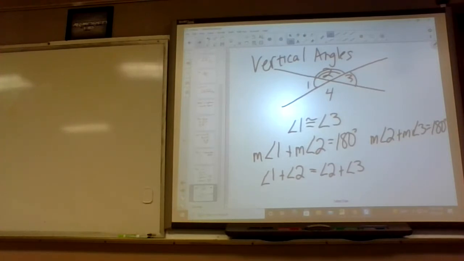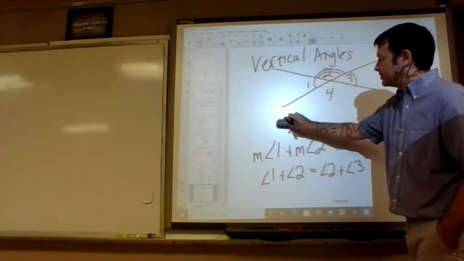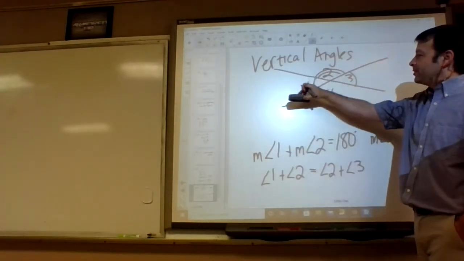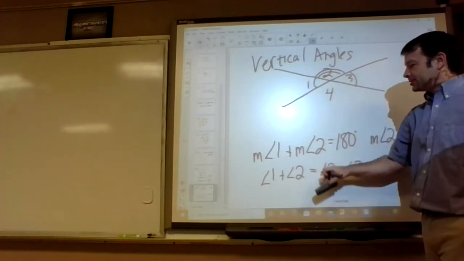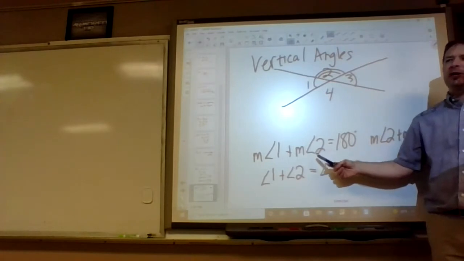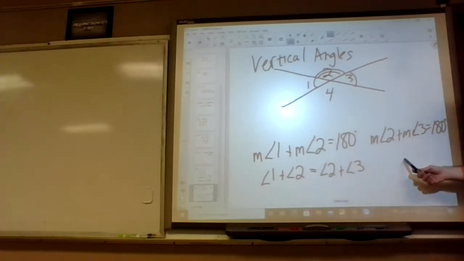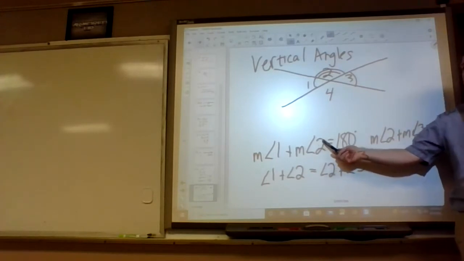Archer? Because angles 1 and 3 are congruent. No. Sorry, that's what I'm trying to prove. That's not given to us yet. I'm trying to prove that vertical angles are congruent. That's what I'm trying to get to, but I don't really know that yet. It has something to do with what we just set up here.